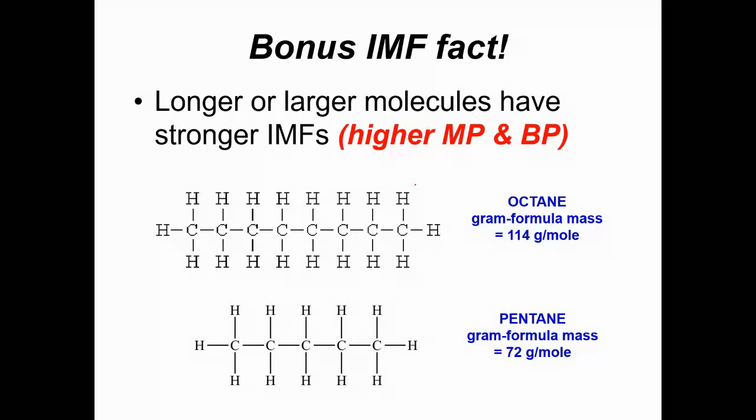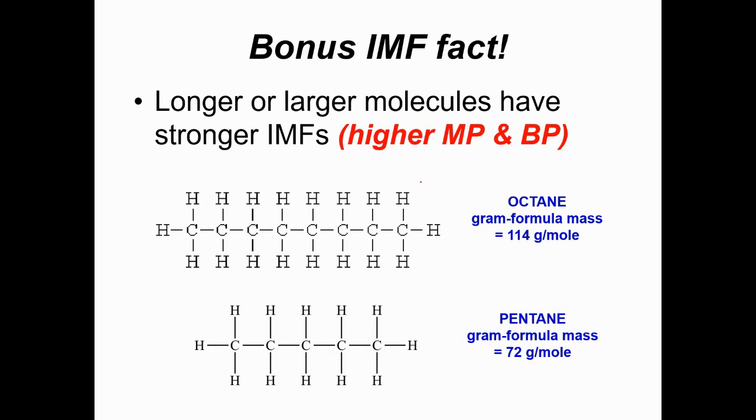It turns out longer or larger molecules have stronger IMFs. The longer octane molecule, it's easier for it to get tangled up and stuck to other octane molecules because it's longer and bigger. That basically gives it stronger IMFs. Pentane is a little shorter. It's not quite as sticky to the other pentane molecules as octane is to octane molecules. So longer and larger molecules have higher melting point and higher boiling point.